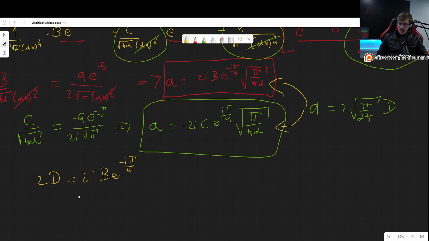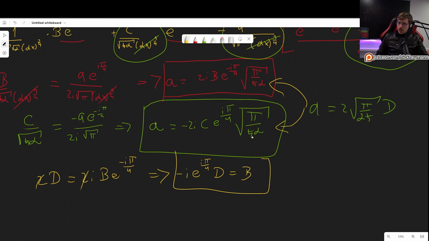And from here, I want to solve for b. So of course, I divide by 2, so I get minus i, right? Because there will be a minus sign here once I multiply by i. And then e to the positive i pi over 4, d is equal to b. And I'll just put it like that.